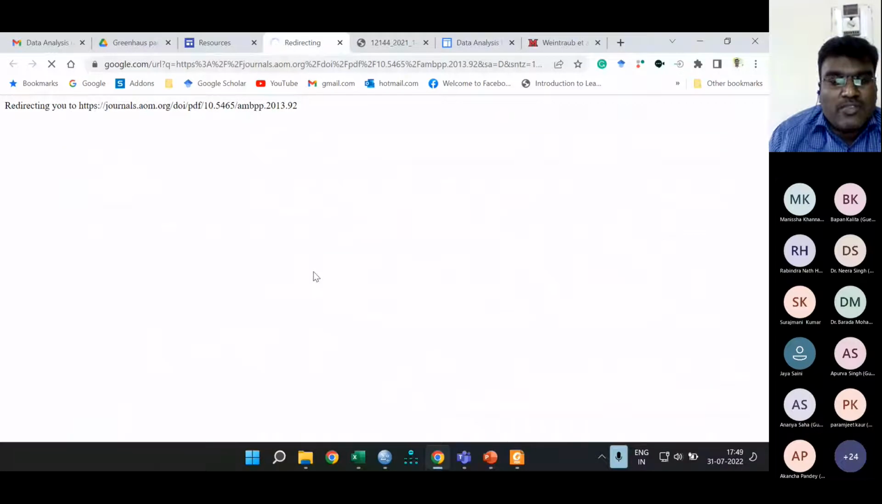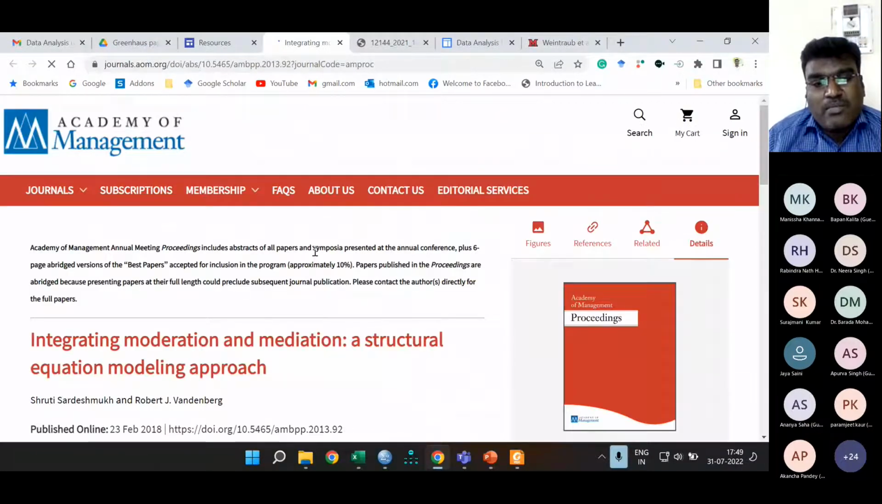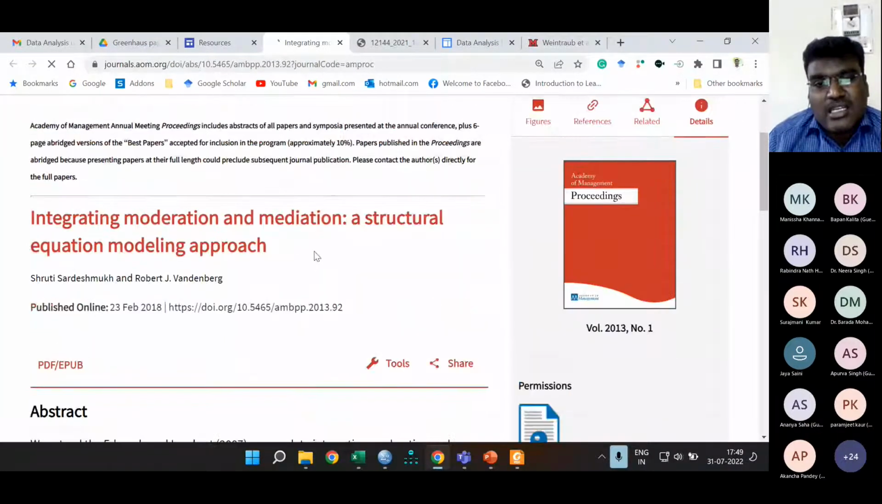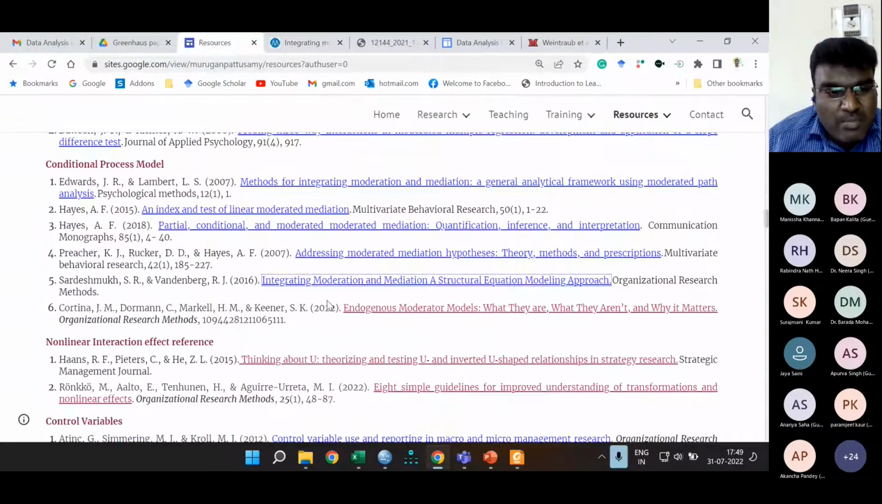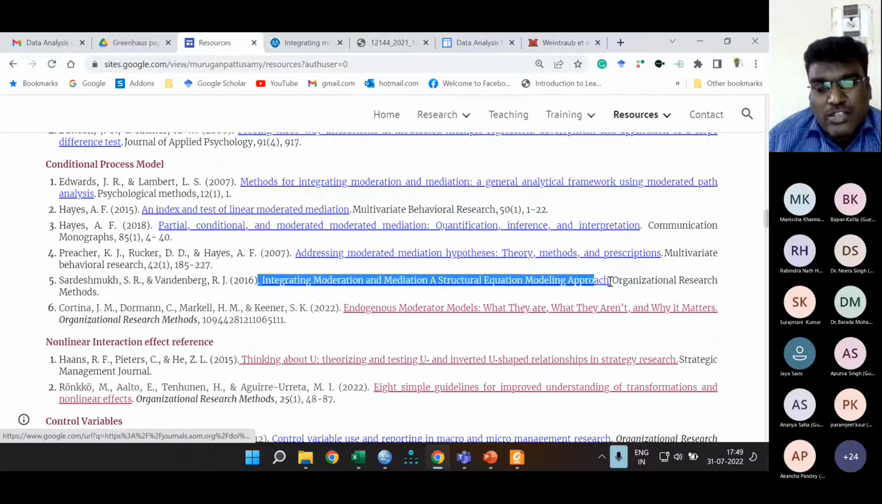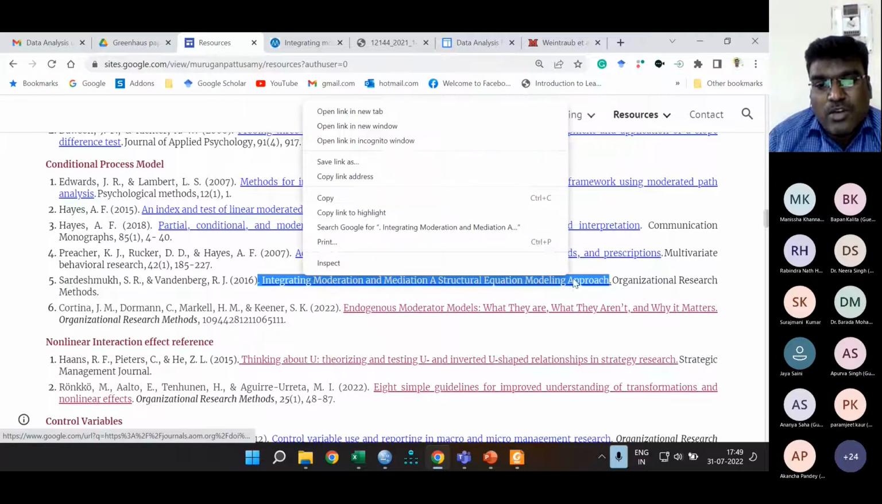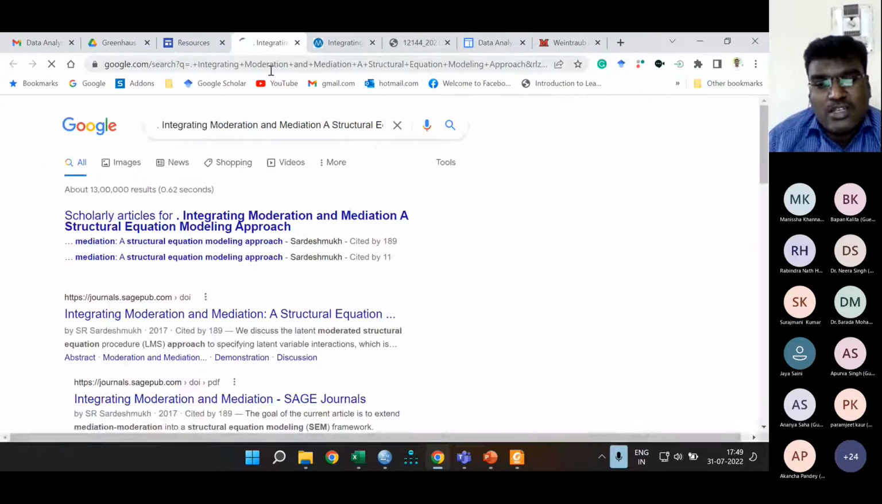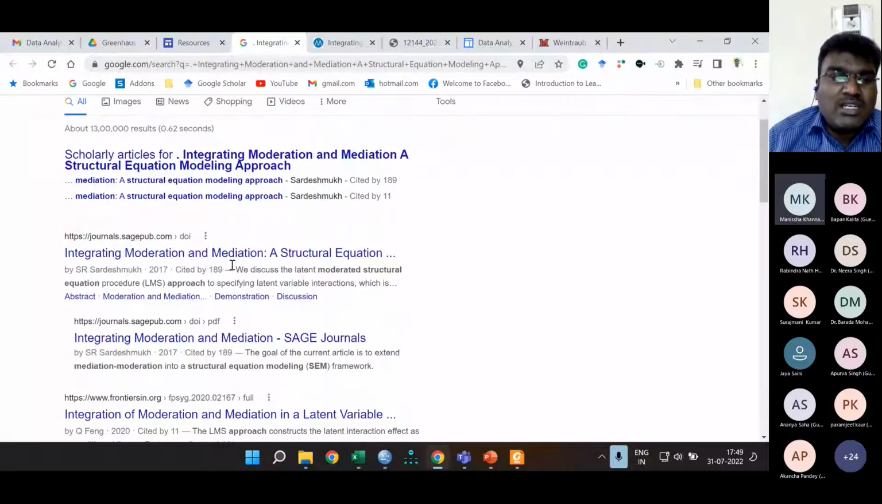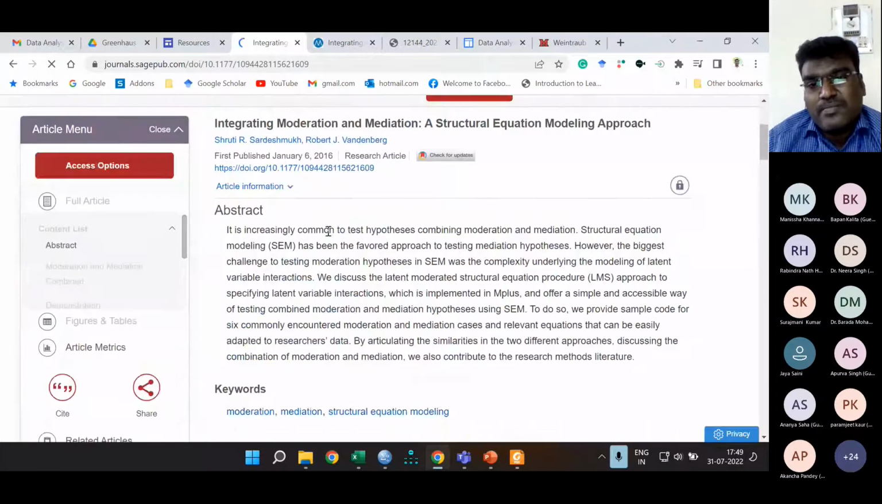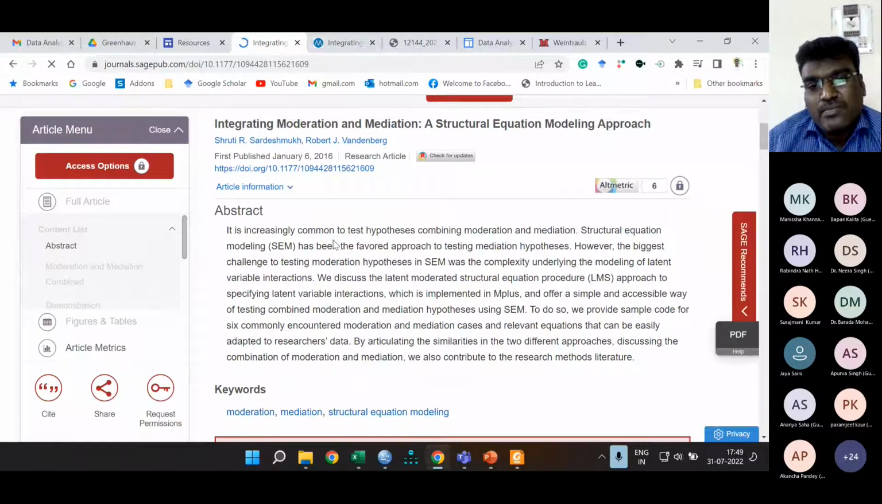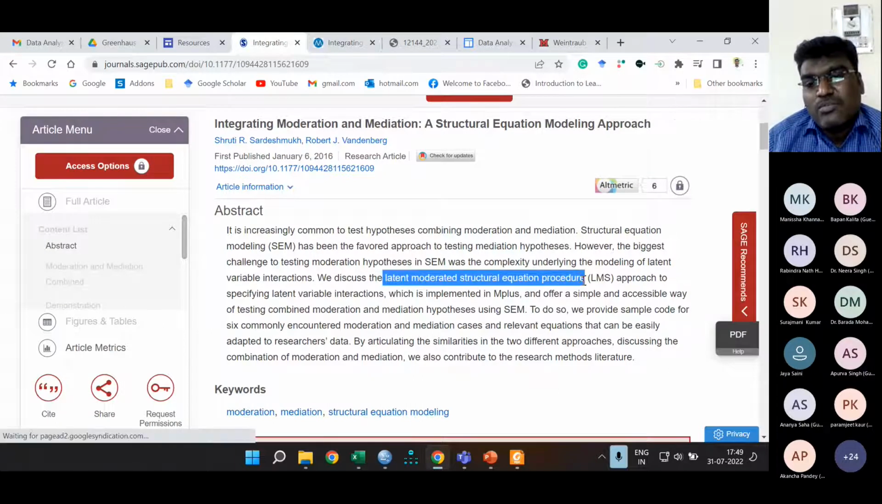If you look at this reference, they are proposing a method called the LMS technique, that is, the latent moderator structural equation technique. This is a published paper. Actually, I just integrated the conference paper link. This paper is available from one of the top tier journals called Organizational Research Methods. This estimation technique is not available in AMOS. It is available in M+. This is the paper.